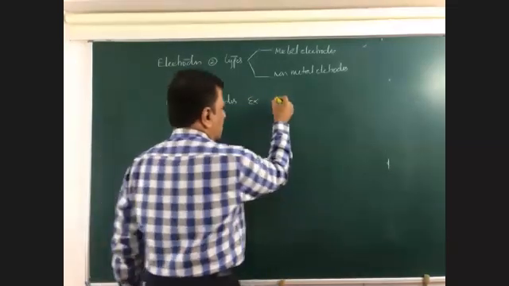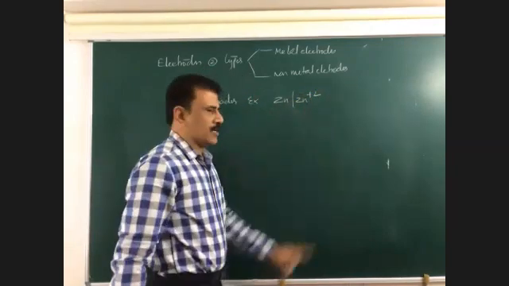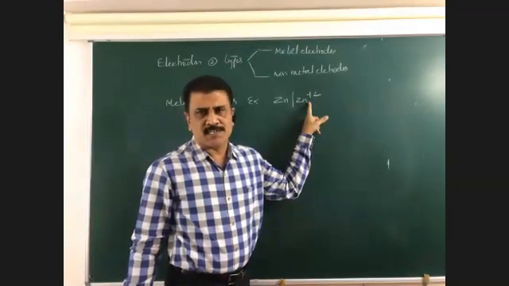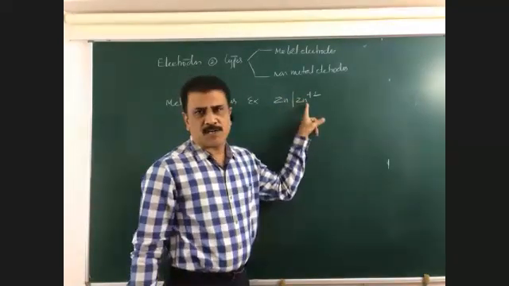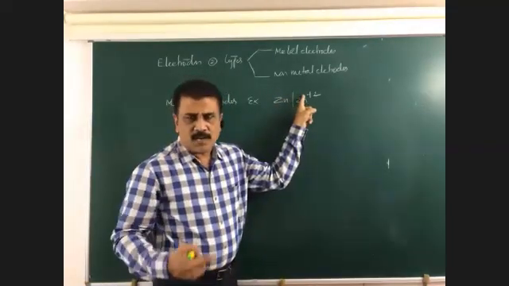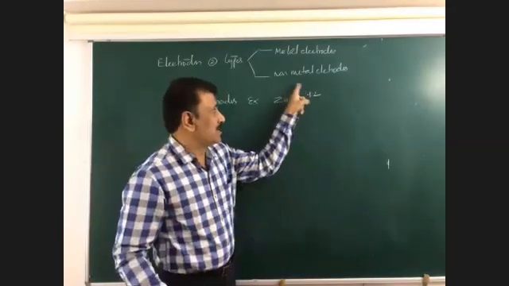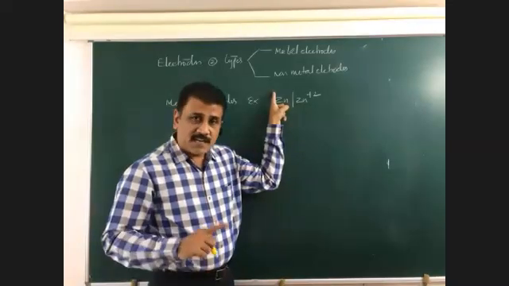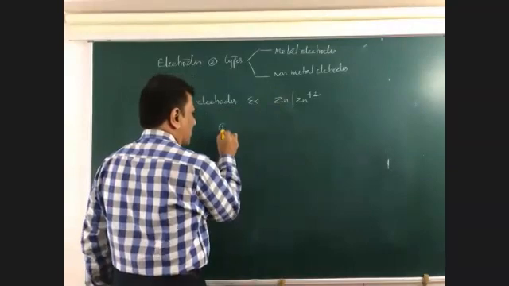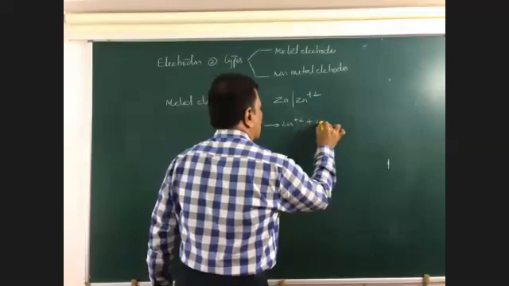Examples: a zinc rod in a zinc salt solution. It may be zinc sulfate, zinc nitrate, anything that is soluble. So this is a metal electrode. Now look at this. Zinc to Zn+2 is loss of electrons, so that potential is called oxidation. Zn+2 to Zn is gain of electrons, which is called reduction. So we can write it two ways. One way: zinc changes to Zn+2 plus 2 electrons.